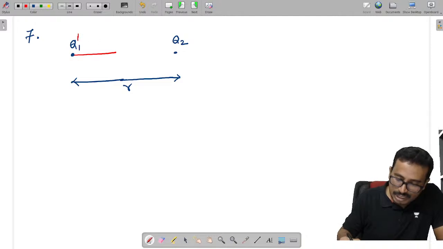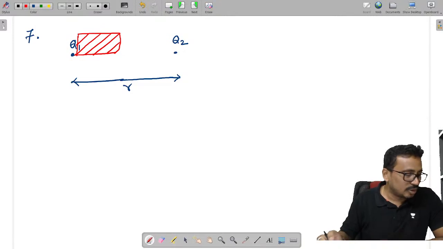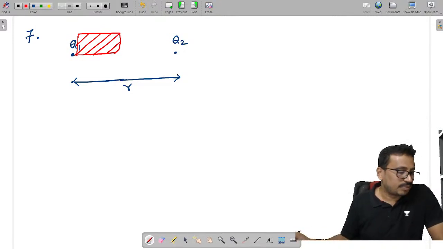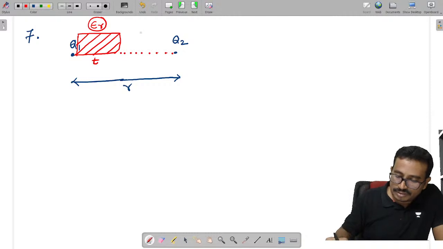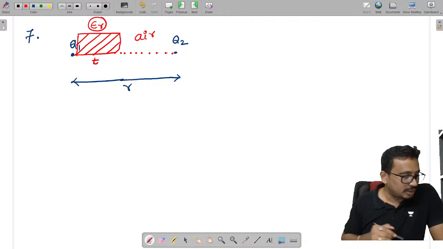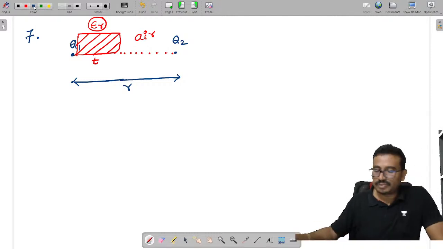Just imagine now here, some distance I had filled with one type of medium. कुछ distance मैंने कुछ type of medium के place किया. Let us consider this distance as t distance, filled with relative permittivity epsilon r. And the remaining part is the distance which we have as air only. Now I want the force between the two charges.